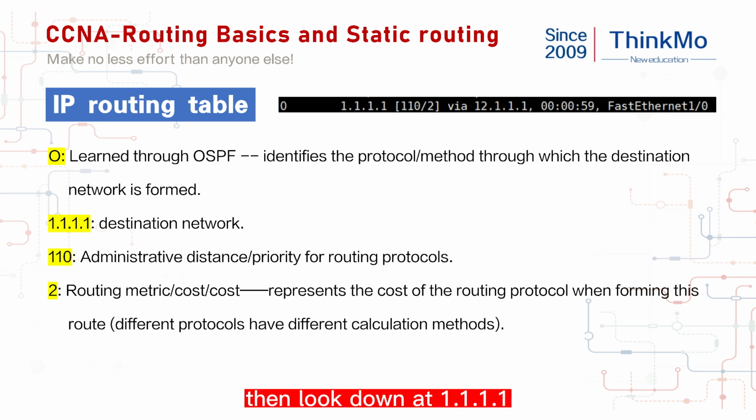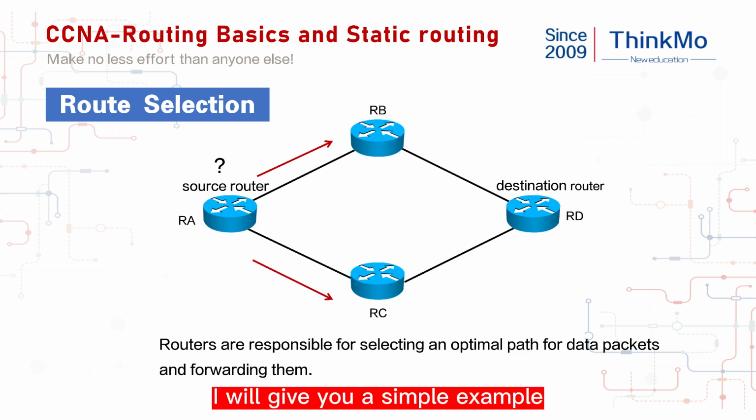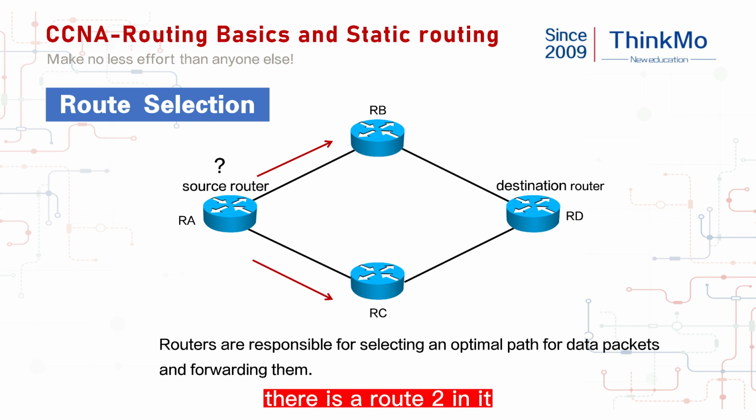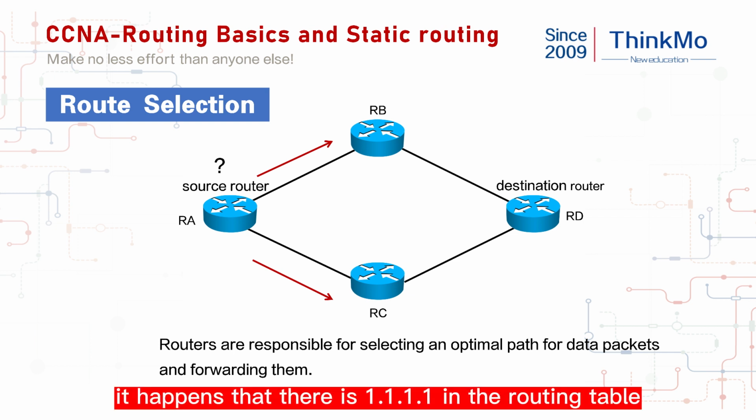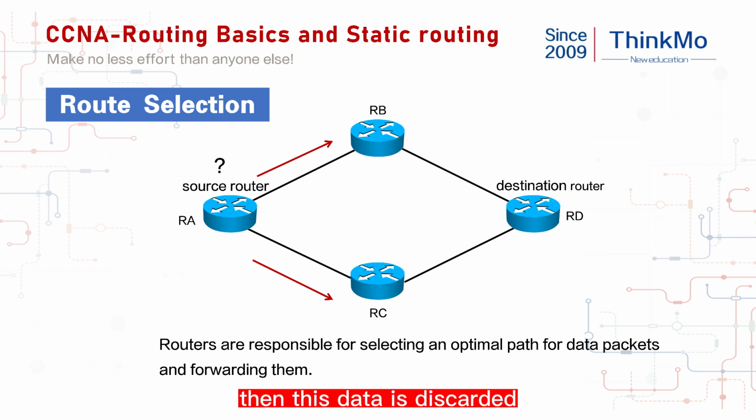Then look down at 1.1.1.1. This is the destination network. Now this network and this route go to 1.1.1.1. I will give you a simple example. For example, there is now a routing table on this device. There is a route in it, 1.1.1.1. Then if there is data in the future to RB going to 1.1.1.1, it happens that there is 1.1.1.1 in the routing table. You can help it forward accordingly. If the destination of RA is to go to 1.1.1.1, but there is no 1.1.1.1 in the routing table, then this data is discarded. So this is called the destination network.